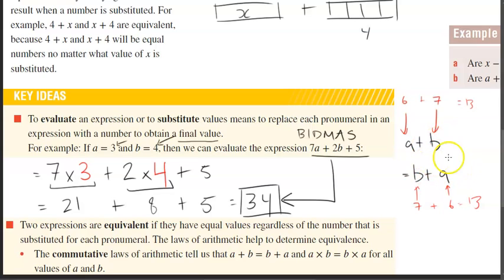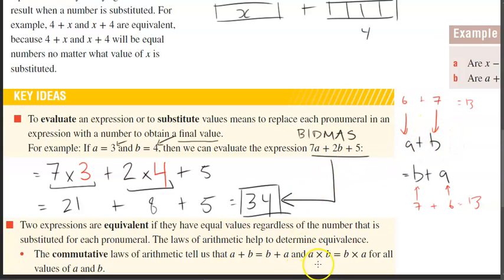So a plus b is the same as b plus a. Remember, these are just two random letters. It could be t plus s is the same as s plus t. You can even have x plus y plus z is the same as z plus y plus x. Okay, you can have as many letters within the expression as long as they're all being added and as long as they're all positive. The commutative law indicates that this will be the same.